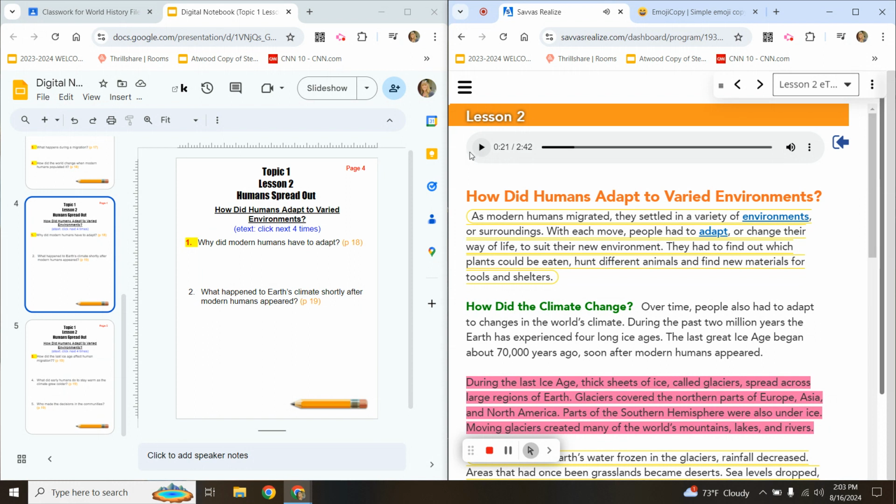All right, again, the question was, why did modern humans have to adapt? Okay, so go ahead and find that answer in this circled paragraph.